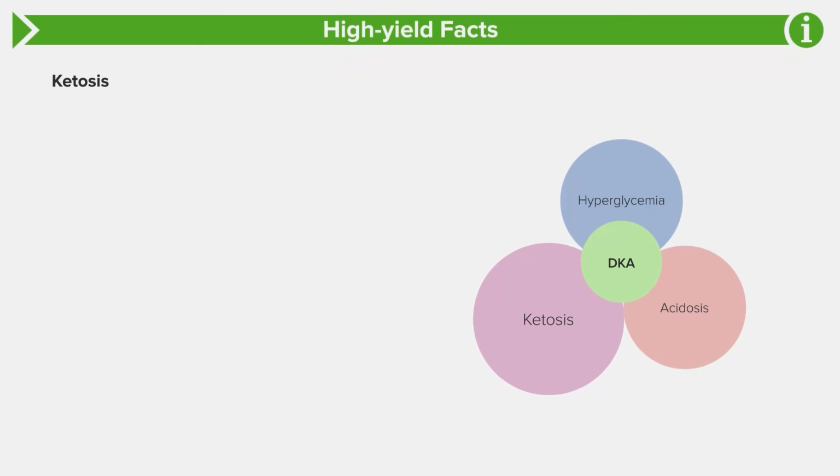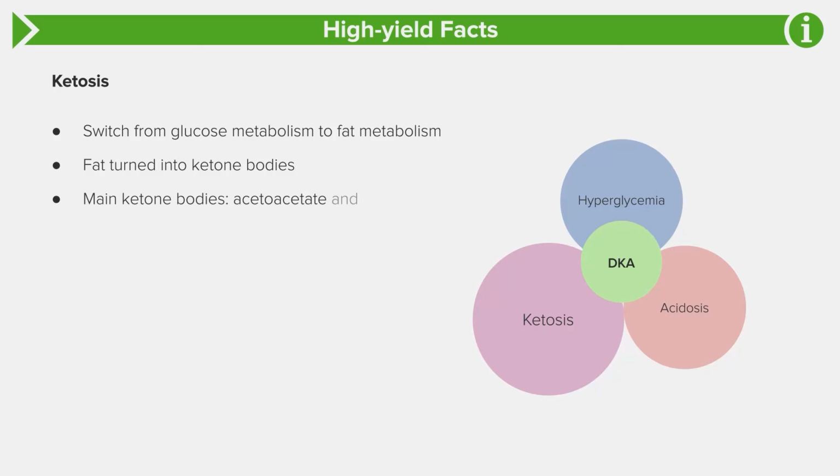Now, let's review some high-yield facts. Ketosis. Look at your image here to review some of these high-yield facts. Ketosis is the switch of metabolism from glucose to fat, and fatty acids are then turned into ketone bodies during metabolism. The main ketones you need to memorize are acetoacetate and beta-hydroxybutyrate. Very common to see these on the USMLE exam. And it's caused by a lack of glucose, causing the body to turn to fat for an energy source.